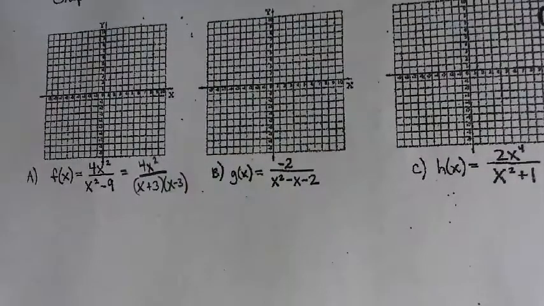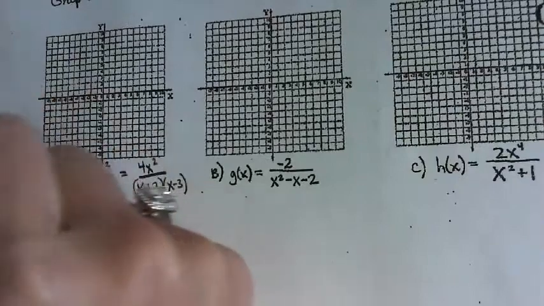And then if something were to cancel, you'd have to find the hole. Doesn't happen here. Vertical asymptotes are where, Bailey? -3 and 3. -3 and 3, so I'll throw those in there. I'm also going to write that down.